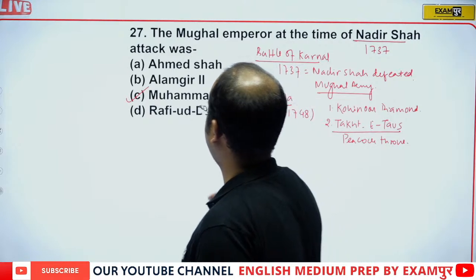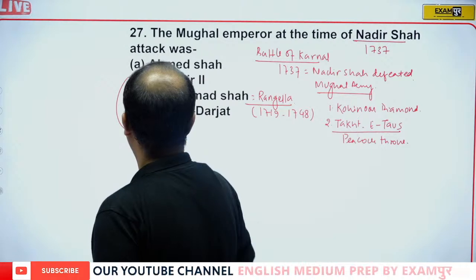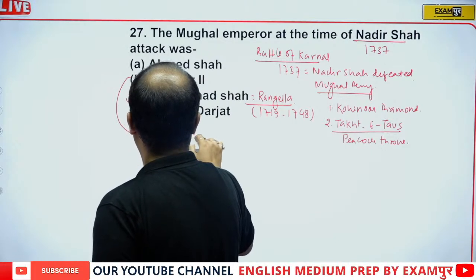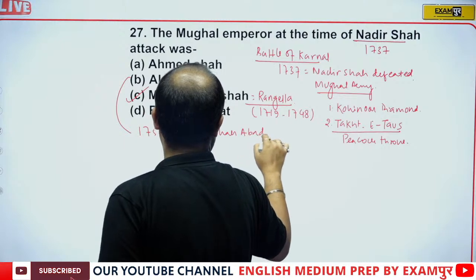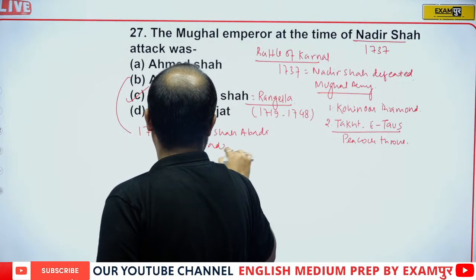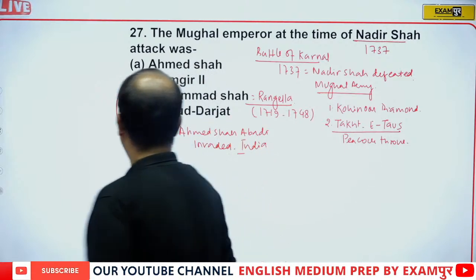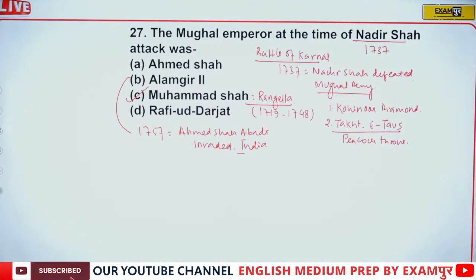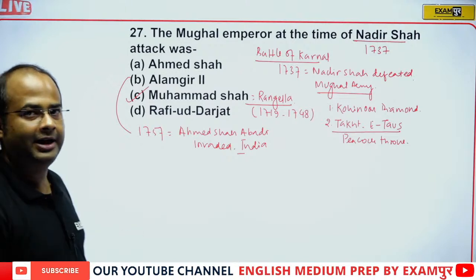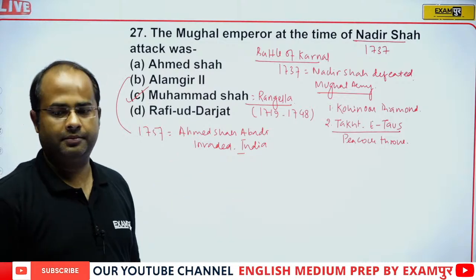And during the time of Alamgir II in 1757, Ahmad Shah Abdali invaded India. So in 1757, during the time of Alamgir II, Ahmad Shah Abdali invaded India. He invaded Delhi, plundered Delhi, and it was the time of Alamgir II.